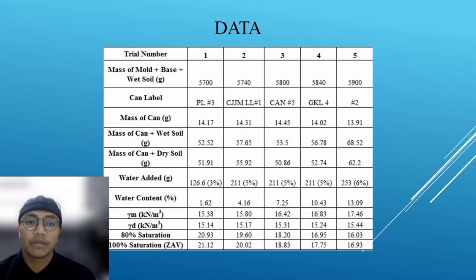So mass of mold plus base plus wet soil equal to 5,700 for number 1, 5,740 for number 2, 5,800 for number 3, and number 4, 5,840, and number 5, 5,900. So can labels are 3 for number 1, 1 for number 2, 5 for number 3, 4 for number 4, and 2 for number 5.